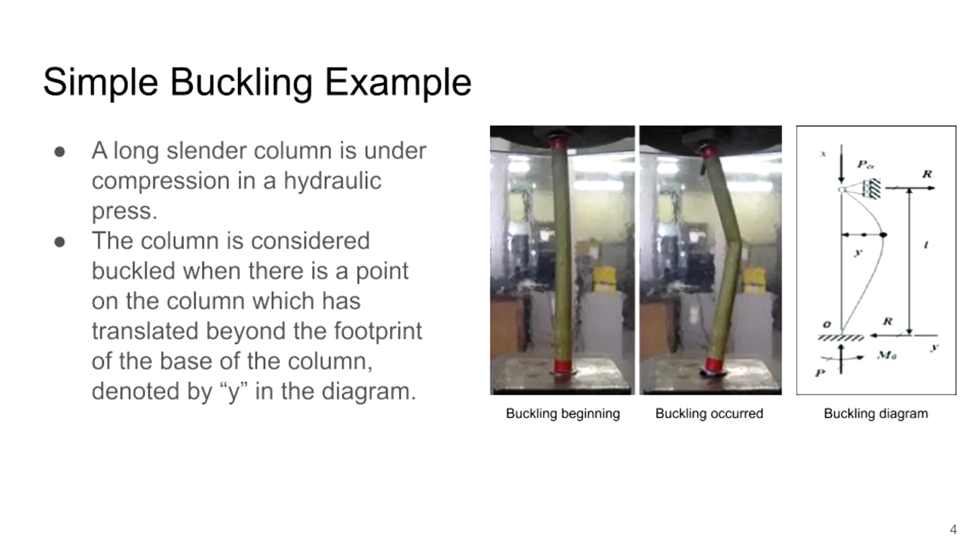Moving on to a simple buckling example, if the load on a column is applied through the center of gravity or centroid of its cross-section, it is called an axial load. Load at any other point in the cross-section is known as an eccentric load.